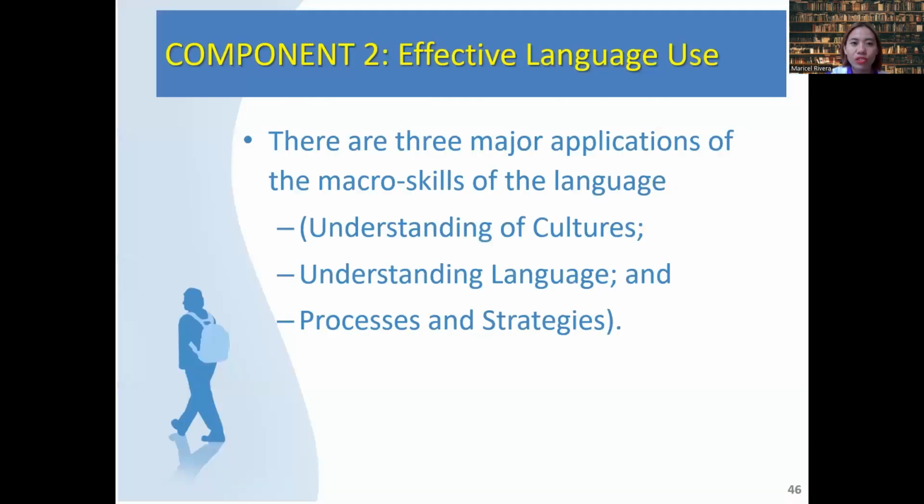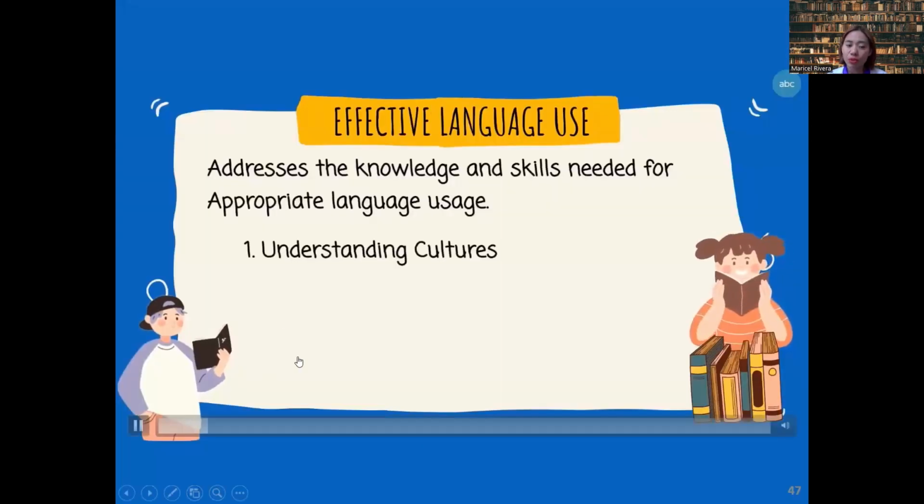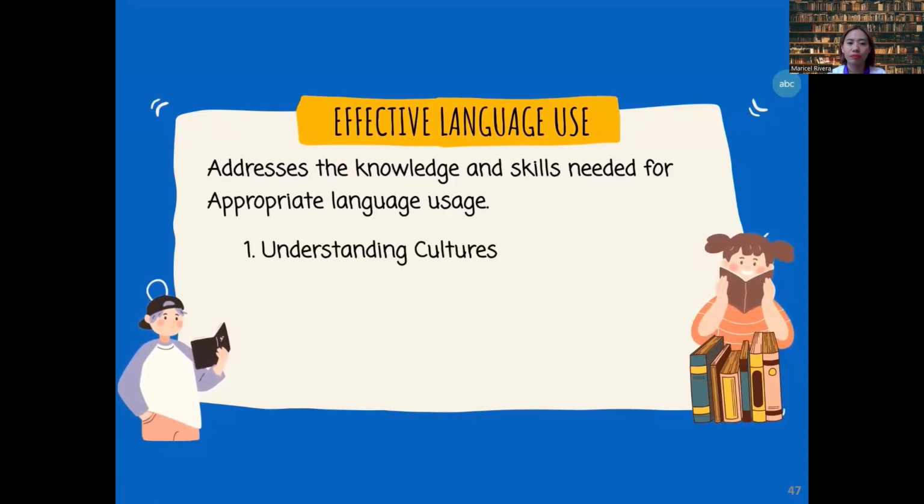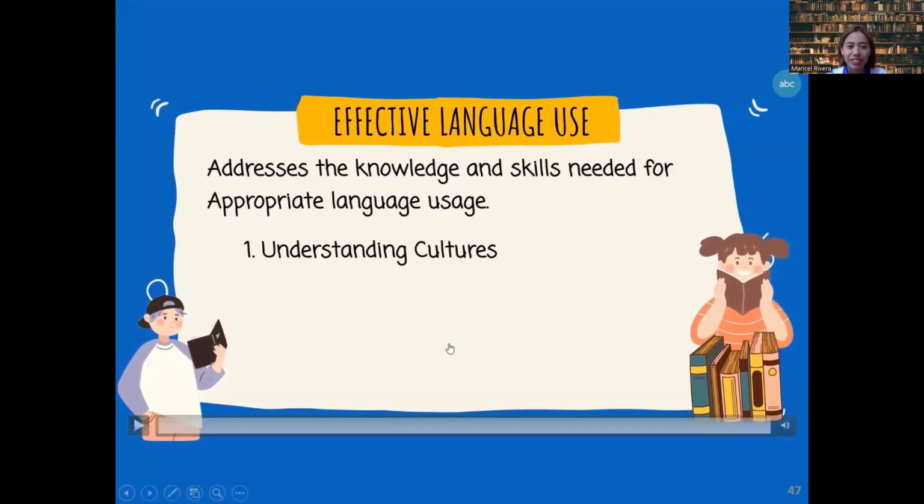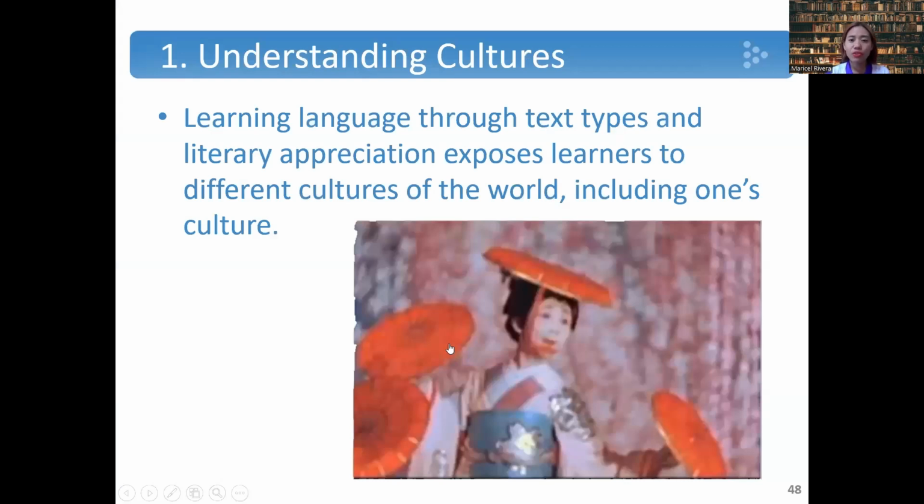Okay, effective language use. So component 2, three major applications of the macro skills of the language is that we understand a culture, we understand the language, and above all, we understand the processes and the strategies. Understanding cultures: students are exposed to numerous civilizations across the world, including their own, via learning language through text types and literary appreciation. Learners gain sociolinguistic and sociocultural information which they can apply to their language usage. So that is multiculturalism, right? Understanding culture, and then learning language through text type.